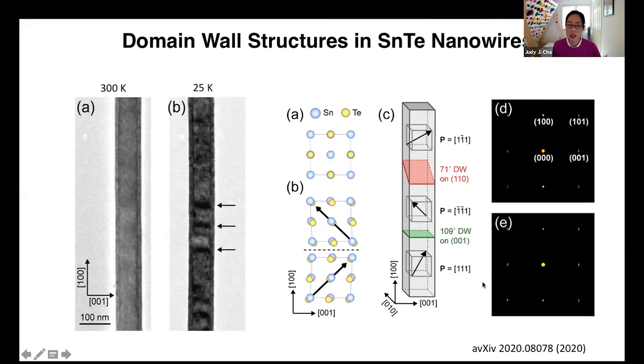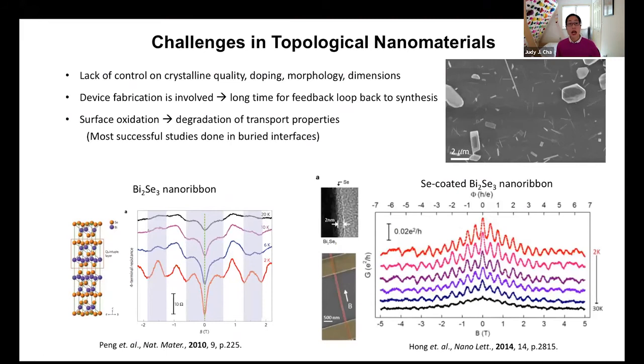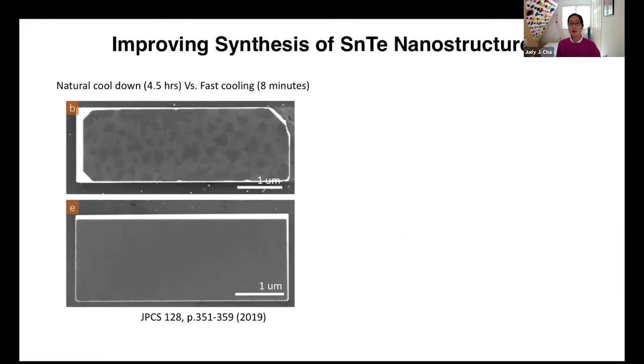At the beginning, I talked about the challenges of nanomaterials, and there's a lot of synthesis improvement that must be made. Over these last 7 years, as I was working on tin telluride, there were a couple of synthesis improvements that we made, and I'm going to tell you about them. The first is that if we do just a natural cool down after CVD, there are a lot of surface defects that you'll make, and that's due to thermal etching. And this actually reflects the fact that there are a lot of dislocations embedded in our nanostructure.